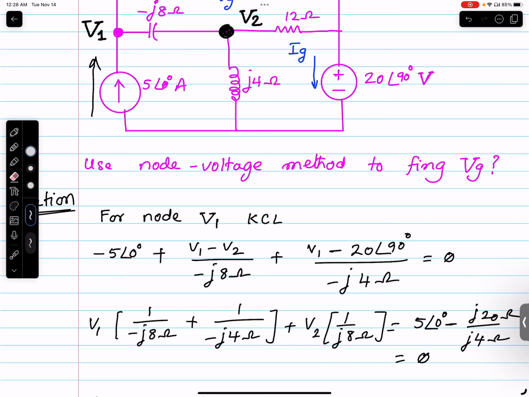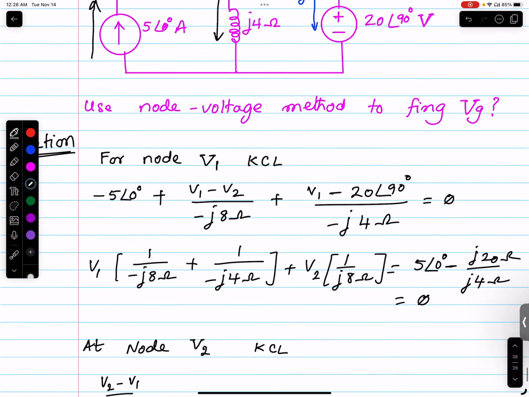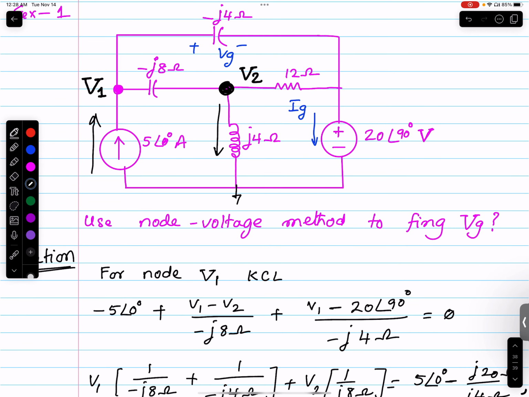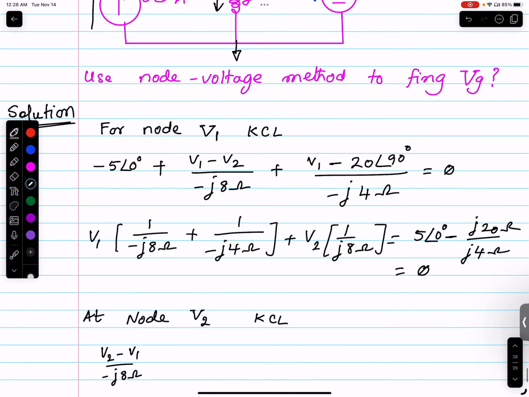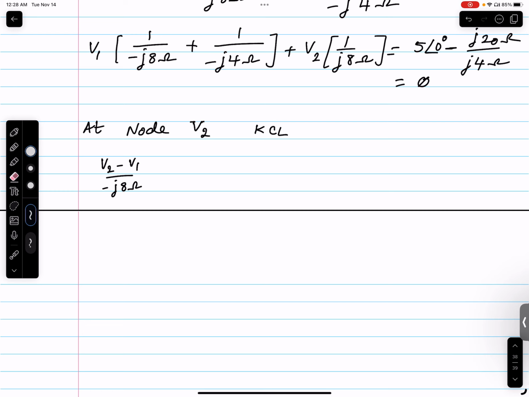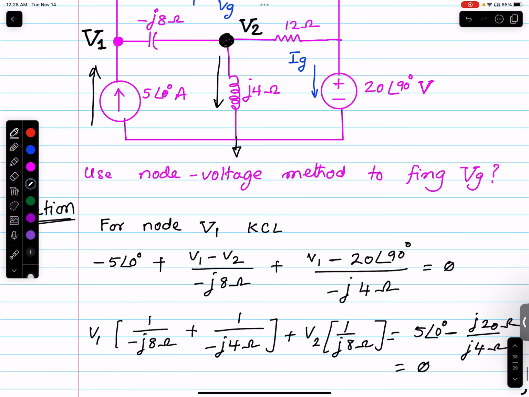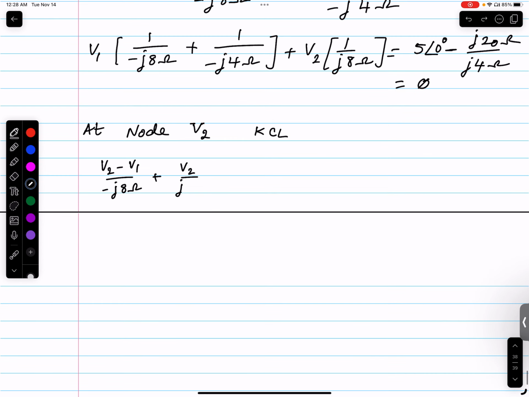Okay, what is the current leaving in the bottom branch? If you assume this to be ground, V2 minus 0 by J8 ohms. So current leaving down is V2 by J4 ohms, isn't it? J4 ohms. That's the current leaving down.